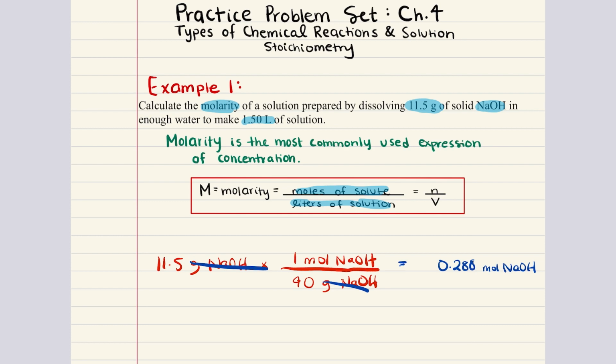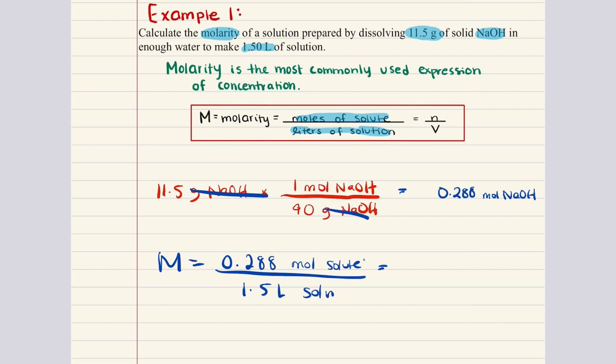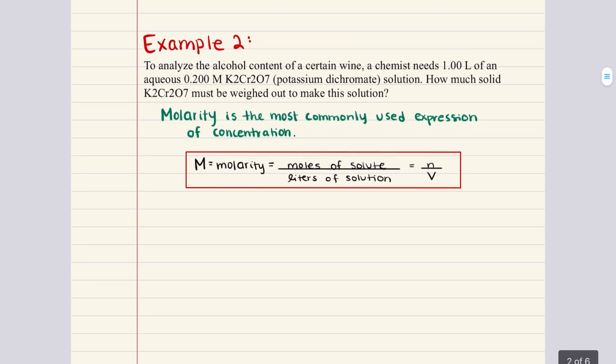0.288. Now we have moles of solute, we have liters of solution. We can go ahead and calculate molarity. We're going to get 0.288 moles of solute over 1.5 liters of solution. And what this is going to give us, if we plug into a calculator, is 0.192 molar sodium hydroxide. We went ahead and we calculated the molarity. Let's go ahead and move into our second example.